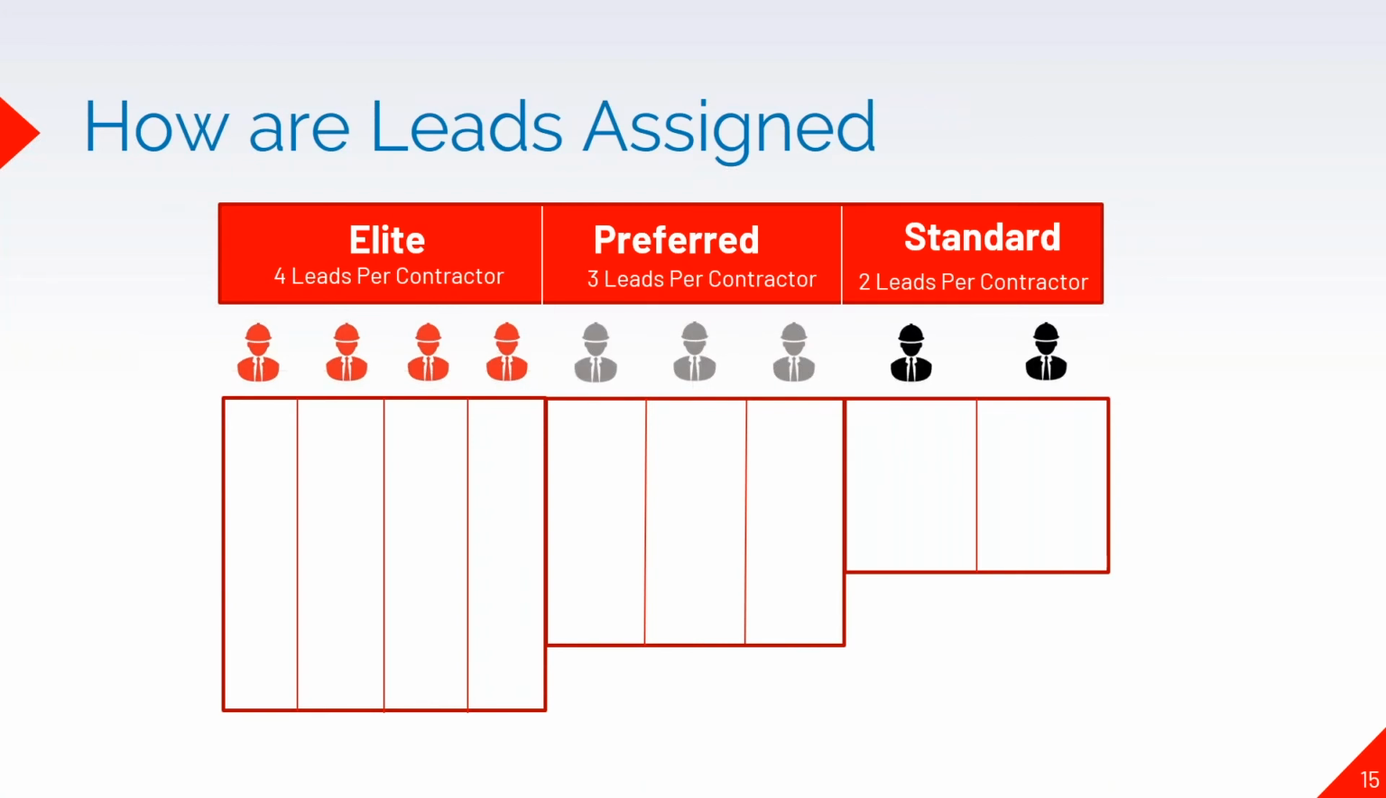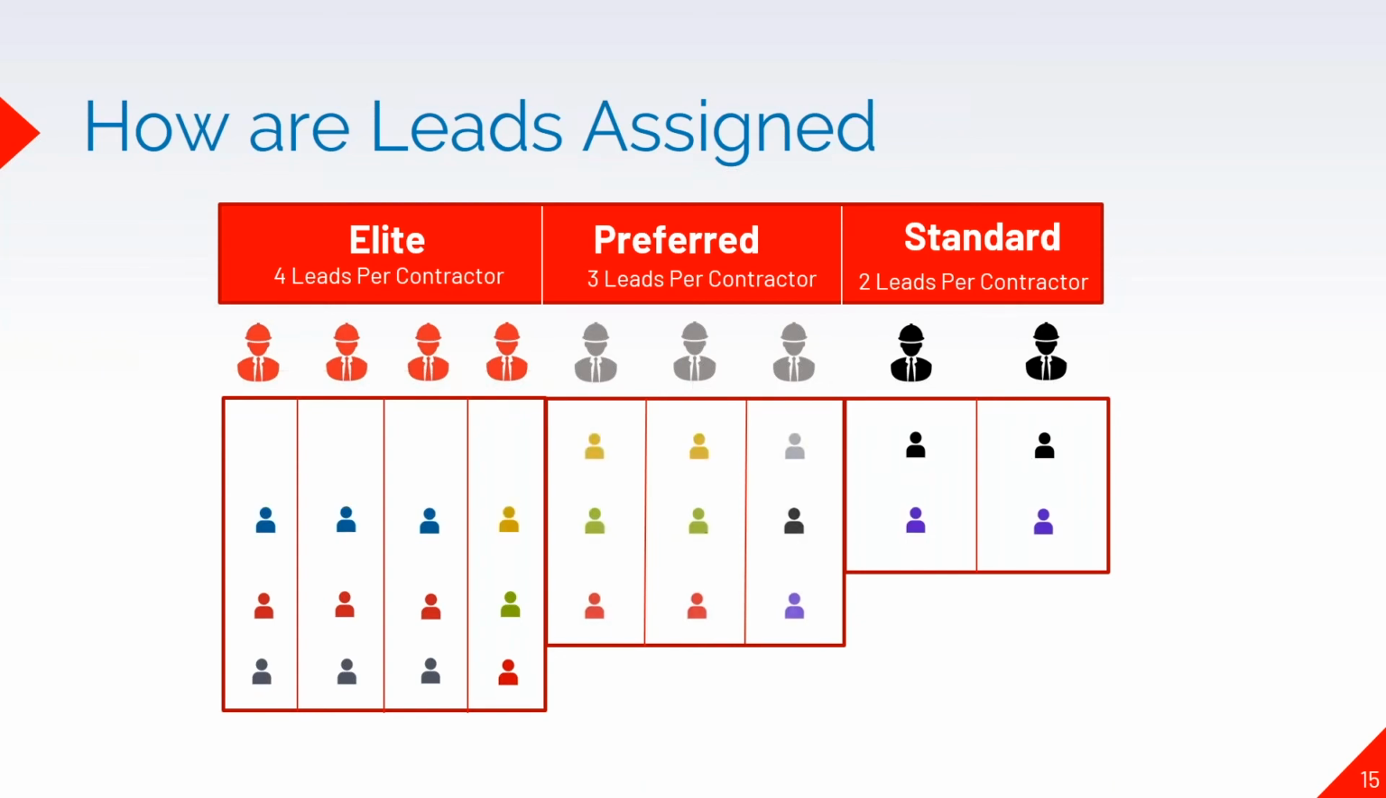So this is what happens when the consumer puts in this particular zip code. That lead would go to the first 3 elite contractors. Let's say another consumer puts in a lead. That lead would finish out the elites and then go to the first 2 preferreds. Then the next lead would finish out the preferreds and go to the 2 standards. And this will continue until each one of these tiers has been satisfied.